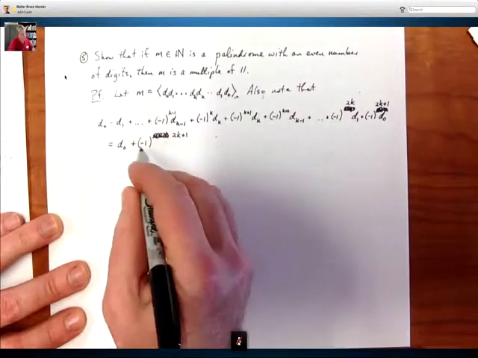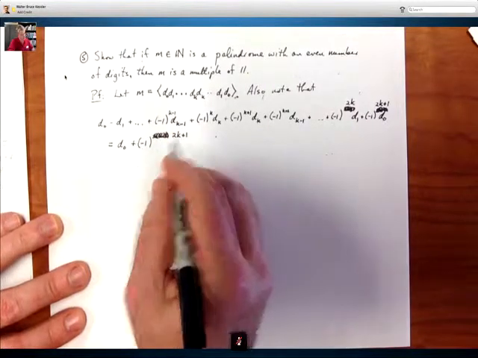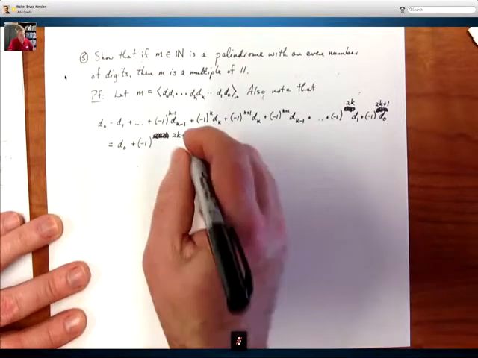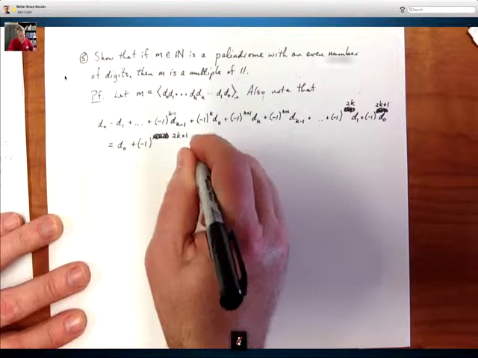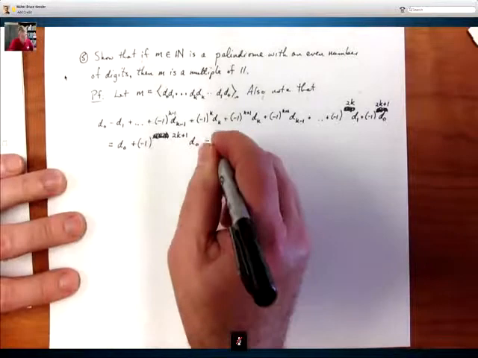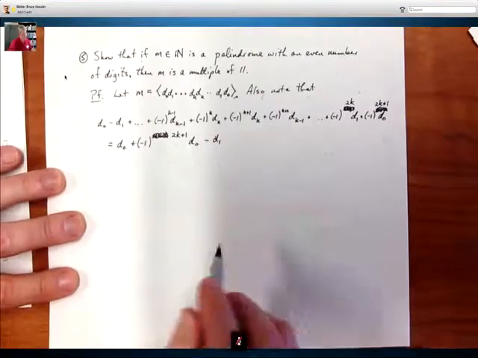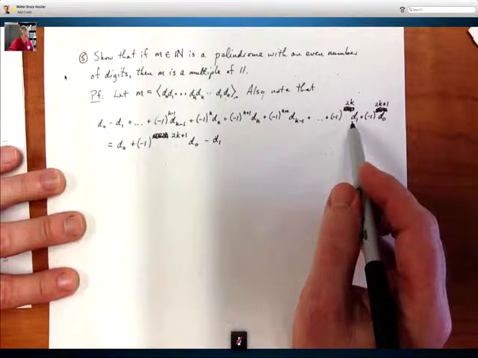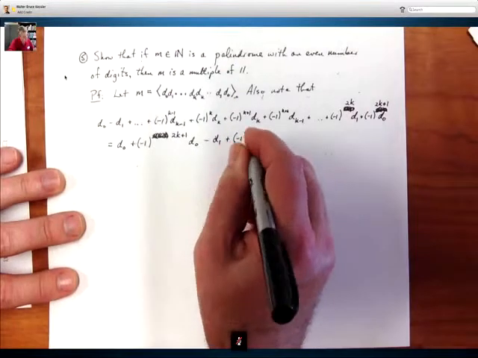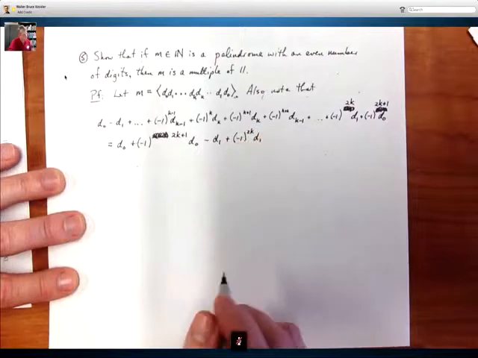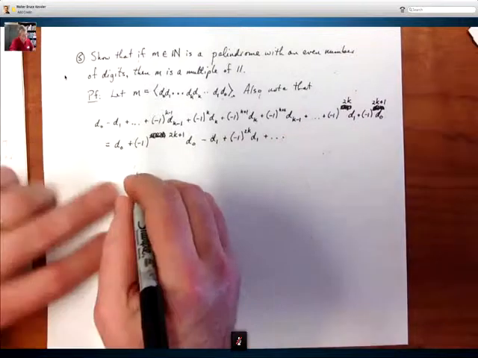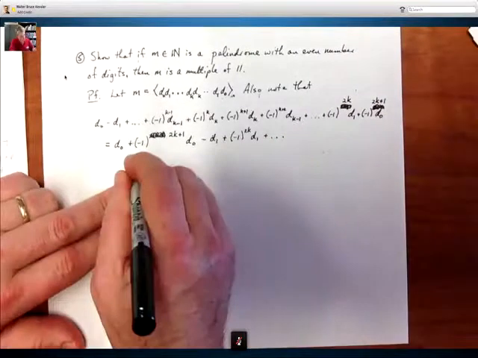To the 2k plus 1. Alright, the 2k business, that's going to be a 1, right? Because -1 squared is 1, raised to k is 1. But that's going to give us a negative. Okay, so I'm going to hold on to that for just a moment, but it will generate a negative. And then for d1, I've got minus d1, and then plus -1 to the 2k d1, dot dot dot. And I think I'm going to put this down here.